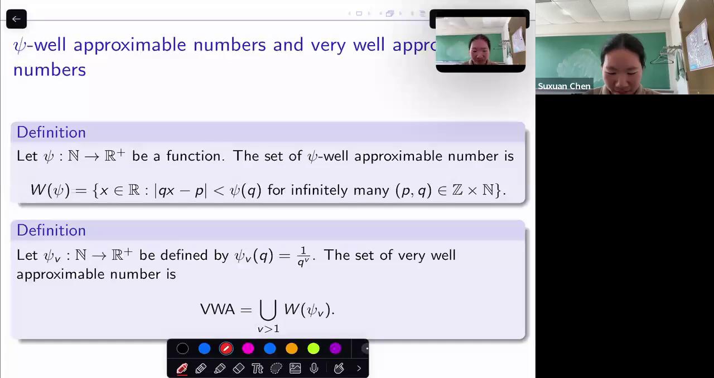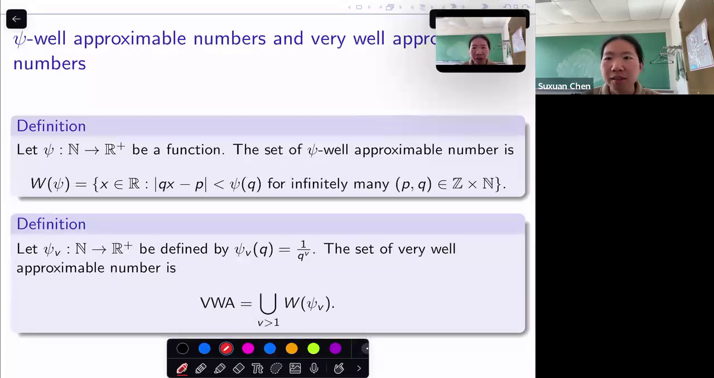Let's start with the definition. We first define psi-well approximable numbers and very well approximable numbers. Let psi be a function from N to R plus, and then we define the set of psi-well approximable numbers to be W psi, which consists of real numbers x in R such that |qx - p| is less than psi(q) for infinitely many pairs p, q with p in Z, q in N.